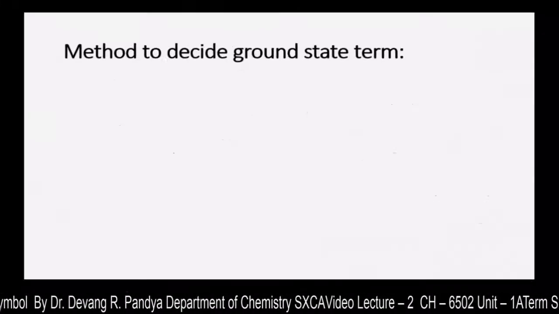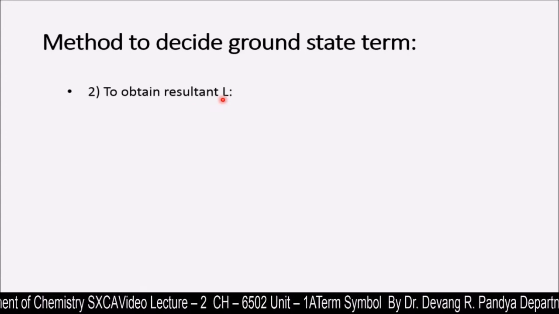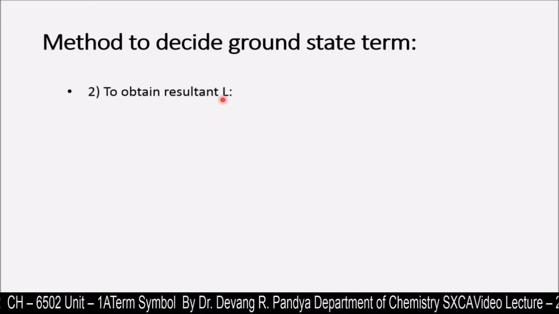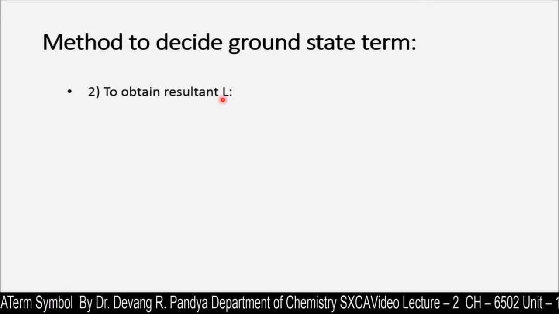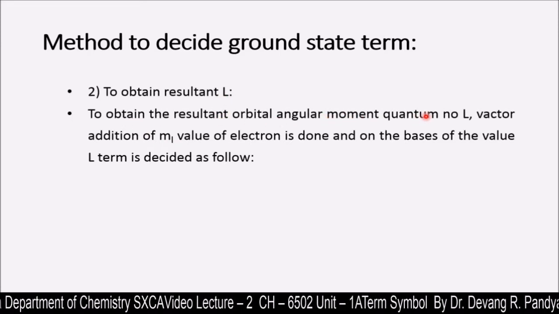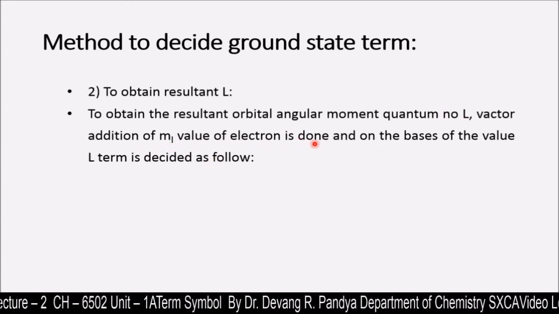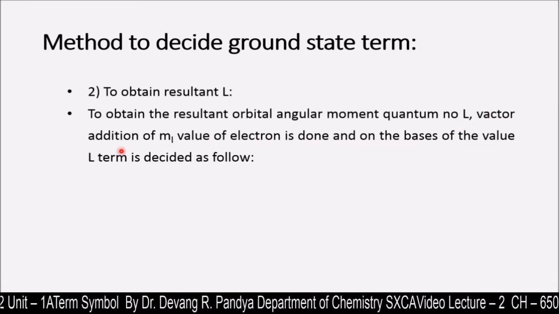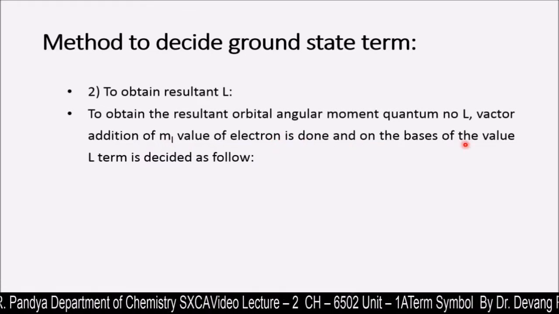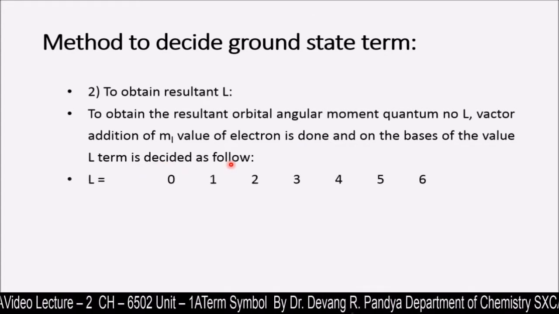Now the second step. The second step is to obtain the resultant L, that is the resultant orbital angular momentum quantum number capital L, that will give us the terms. To obtain the resultant orbital angular momentum quantum number L, vector addition of the m subscript L values of the electrons is done. On the basis of that value, the L term is decided.